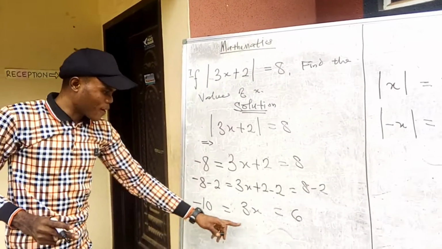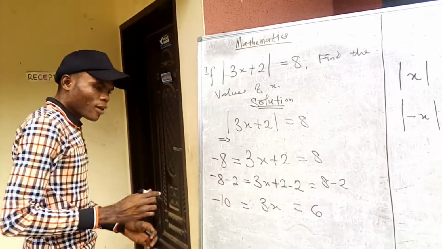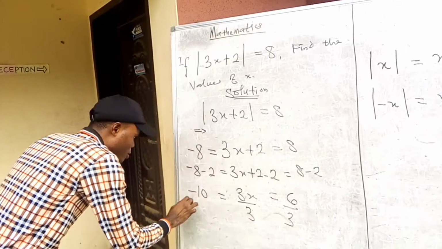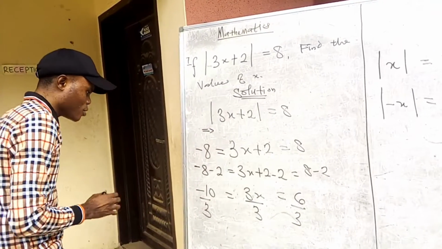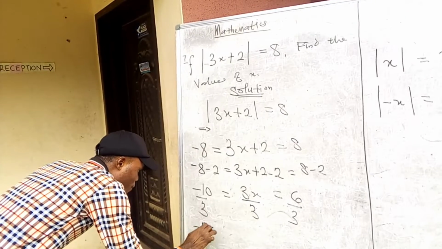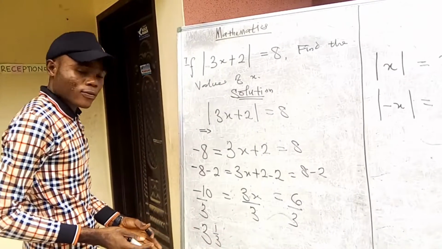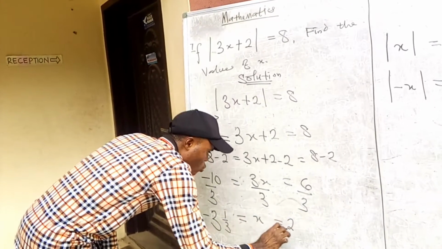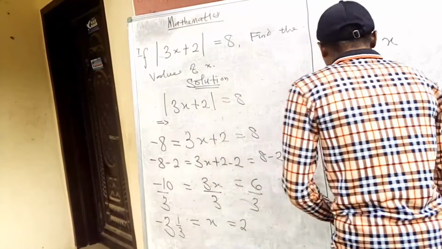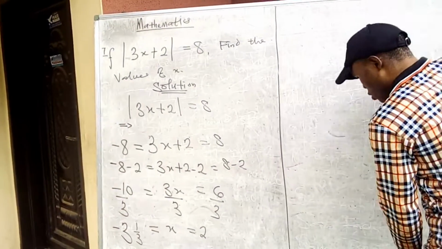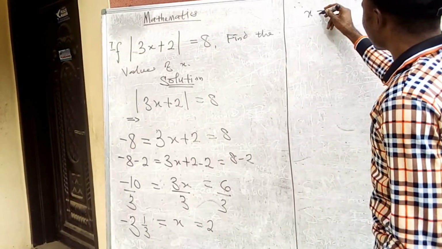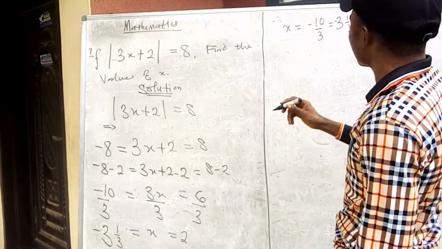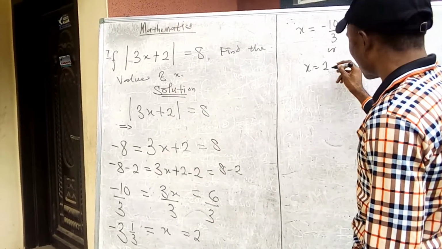So, we need the value of x. The best thing you can do here is to divide this by 3, divide this by 3, and also divide this by 3. So that what you have here will be negative 10 over 3, and this will be x, and this will be 2. Which implies that the value of x is either negative 10 over 3, or x equals 2.